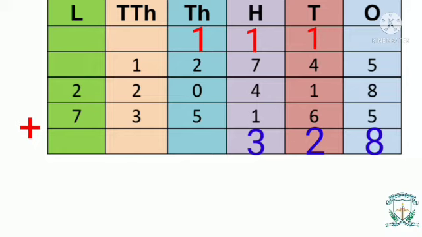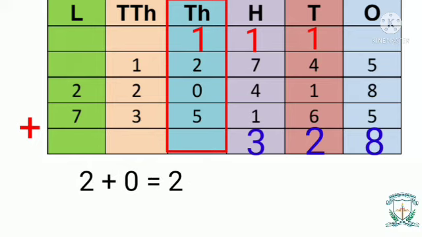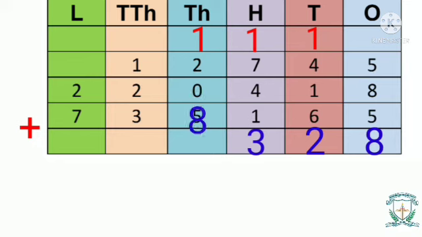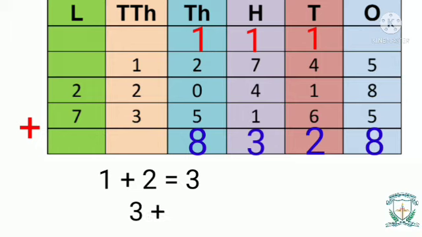Now add the digits in thousands place. That is, 2 plus 0 is equal to 2. 2 plus 5 is equal to 7. 7 plus 1 is equal to 8. Write 8 in thousands place. Now add the digits in 10,000s place. That is, 1 plus 2 is equal to 3. 3 plus 3 is equal to 6. Write 6 in 10,000s place.